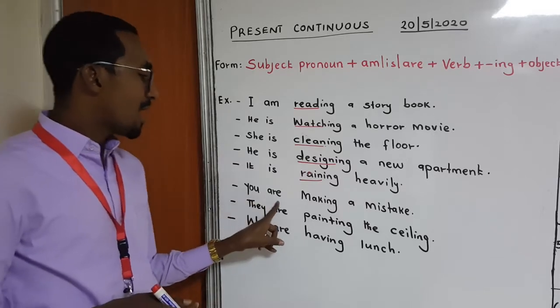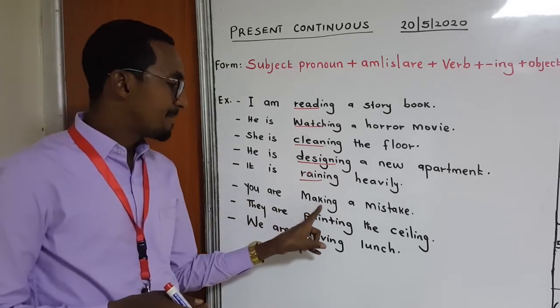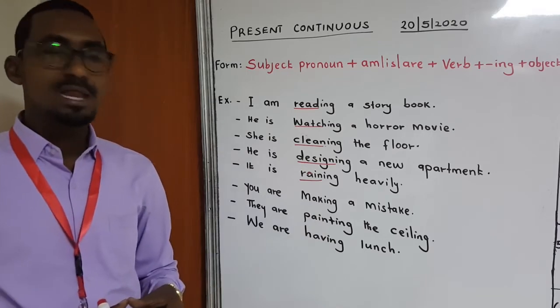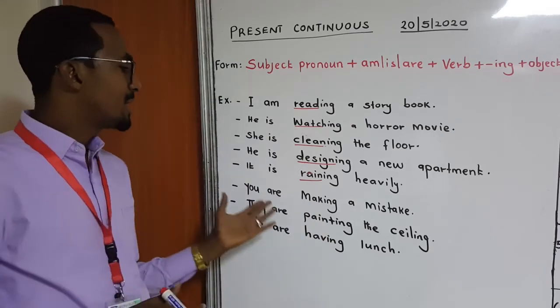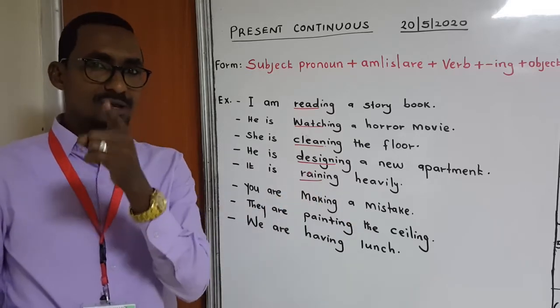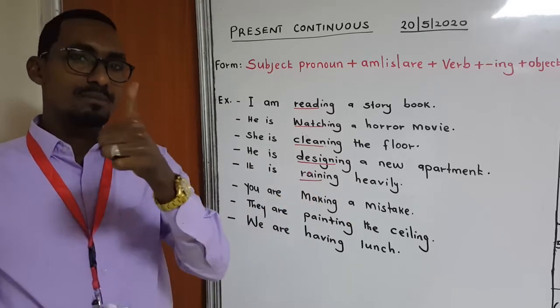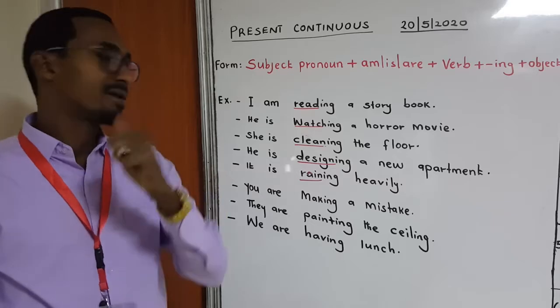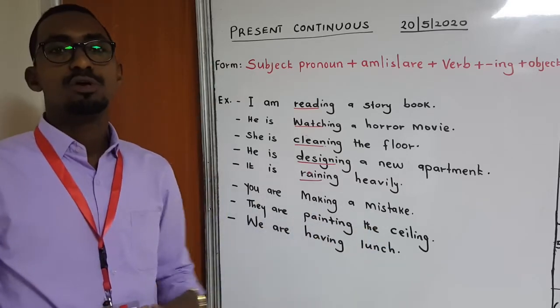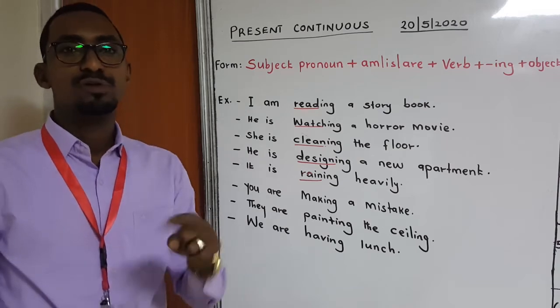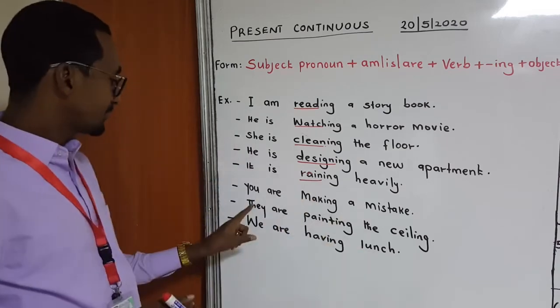Next, you are making a mistake. Yeah, you are making a mistake, or you are making an error. It's not right. If you say you're doing a mistake, it's wrong. You have to say you're making a mistake.